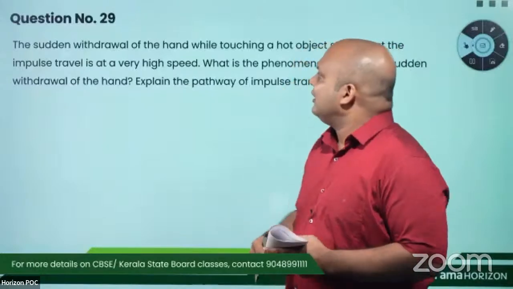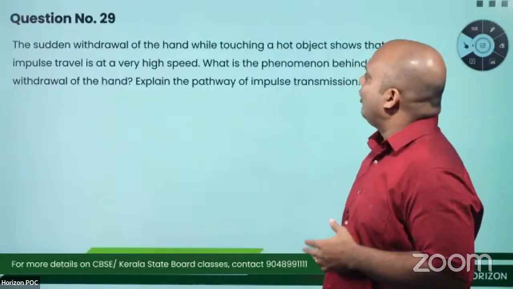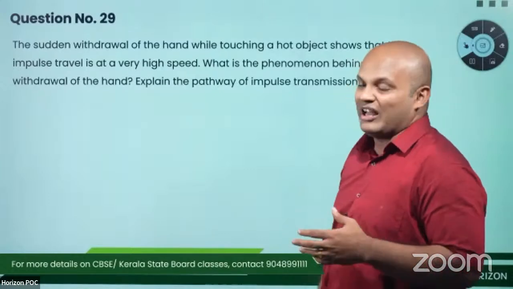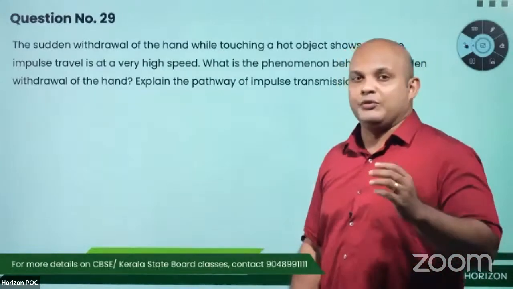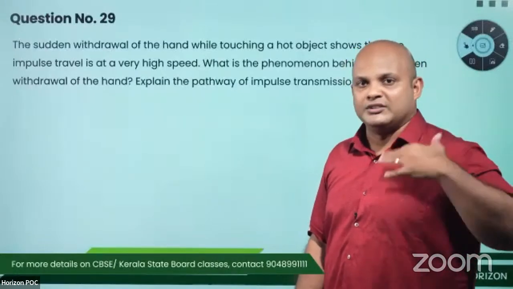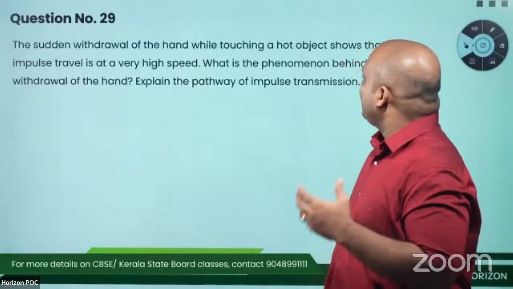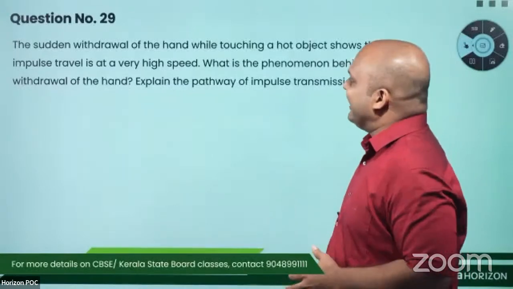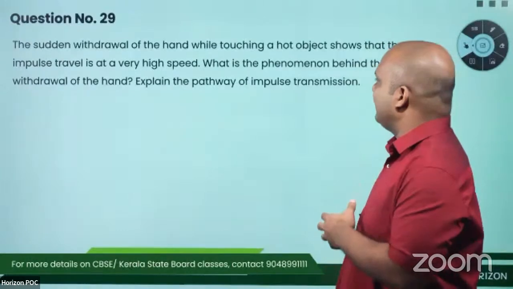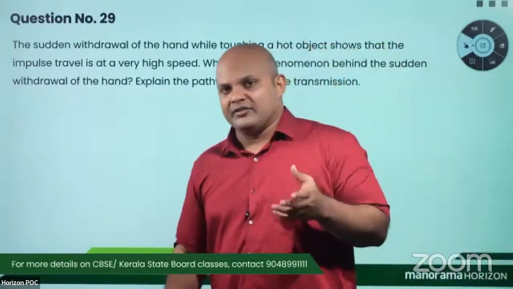Next question. The sudden withdrawal of the hand while touching a hot object shows the impulse is traveling at a very high speed, right? So if you accidentally touch a hot stove, your hand just jerks back. You don't have to think about it. It's very automatic. What is the phenomenon behind the sudden withdrawal of the hand? Explain the pathway of impulse transmission. So where does it start?